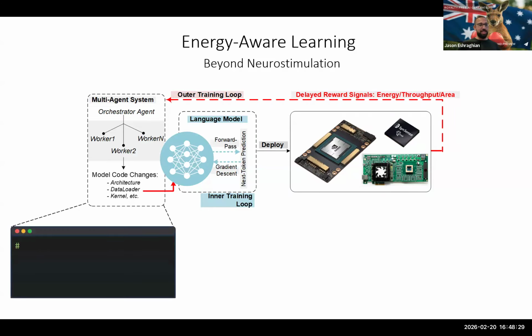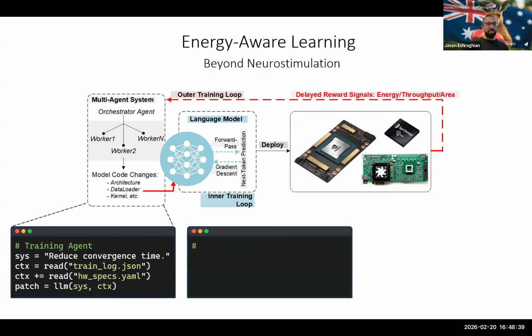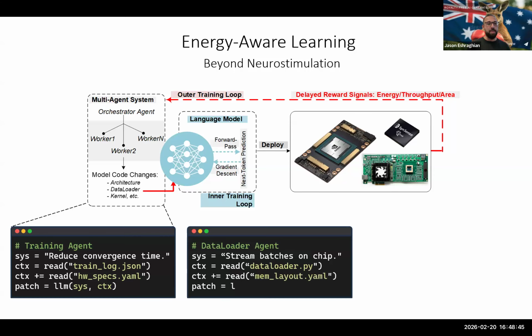I want to give you a cute little example, and hopefully these animations work. One agent might be a training agent where the goal is to reduce convergence time, and that is effectively going to rewrite my model code. Another agent might be tasked with the data loader, right? Optimize your data loader. You want to stream batches on chip effectively. That's fed into the context of my LLM, and the output action it takes is modifying that language model network that you see there.